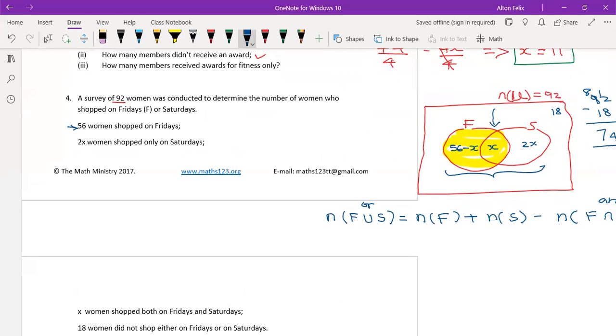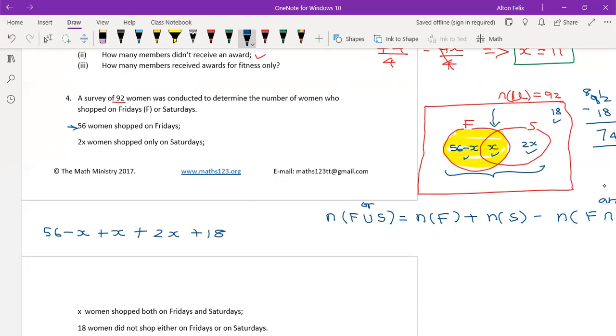Total number of women in the survey will be what is included in your two circles, F and S, as well as the 18 outside. So let's just put that across here. So the expression will be 56 minus x, that's this portion here, plus the x, plus the 2x, plus the 18. All right, so let's write that. 56 minus x, plus your x, plus your 2x, plus your 18.